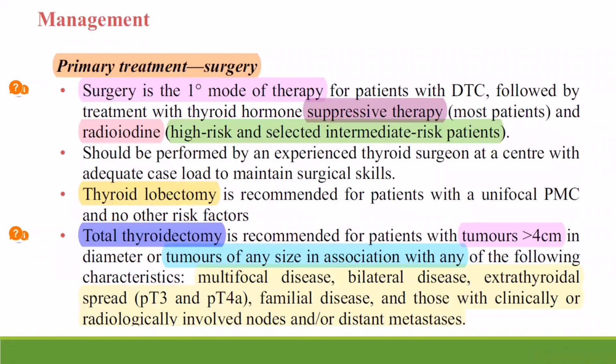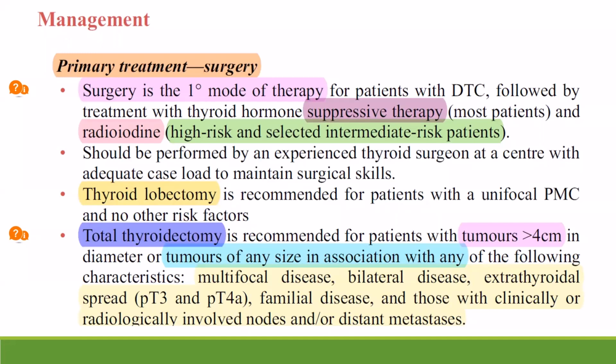How to manage? Actually, primary management is the same as for follicular thyroid cancer. This is the treatment of differentiated thyroid carcinoma, follicular and papillary. Surgery is the first modality of treatment, followed by suppressive therapy in most patients, and followed by radioactive iodine ablation or radioiodine remnant ablation in high risk and selected intermediate risk patients.